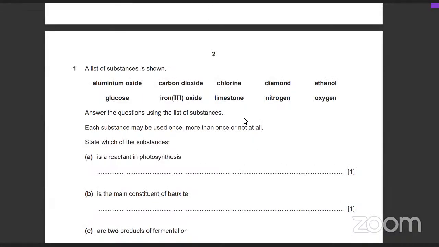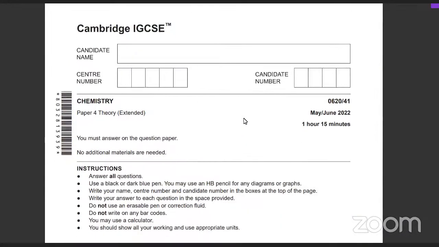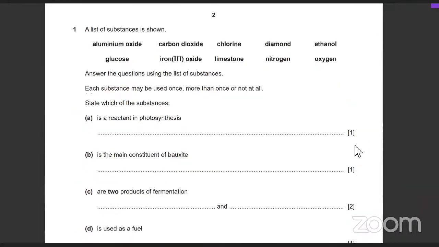So this one. Let's start with the first one. It's summer 22, question paper 4-1. Starting with the first part, aluminum oxide.